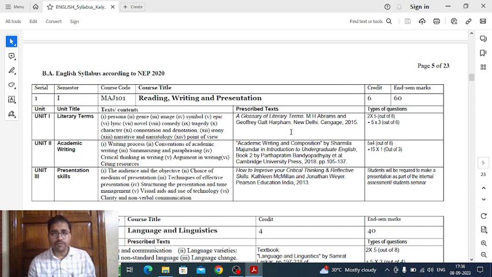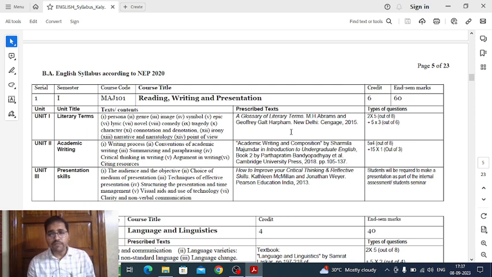Under this particular book, there is an entry by Sharmila Mojumdar. She is actually from our university, Kalyani University, and is a very veteran teacher. The title is Academic Writing and Composition. That will be considered your textbook, and there you will get a number of questions. Just go through this book and it will be helpful. For further references, you can search for other resources and books that provide extra information on all these things.